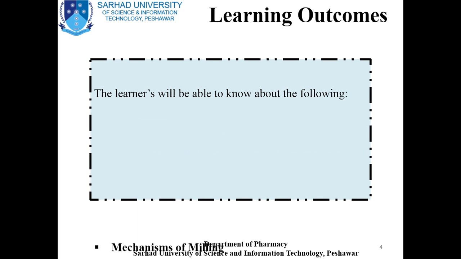Dear students, after the completion of this lecture, you will be able to learn about different types of mechanisms involved in particle size reduction or milling, and these comprise four mechanisms including cutting, compression, impact and attrition.